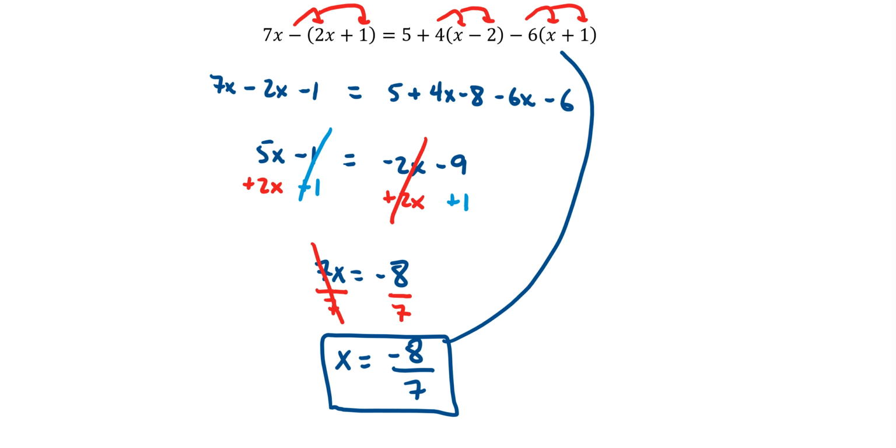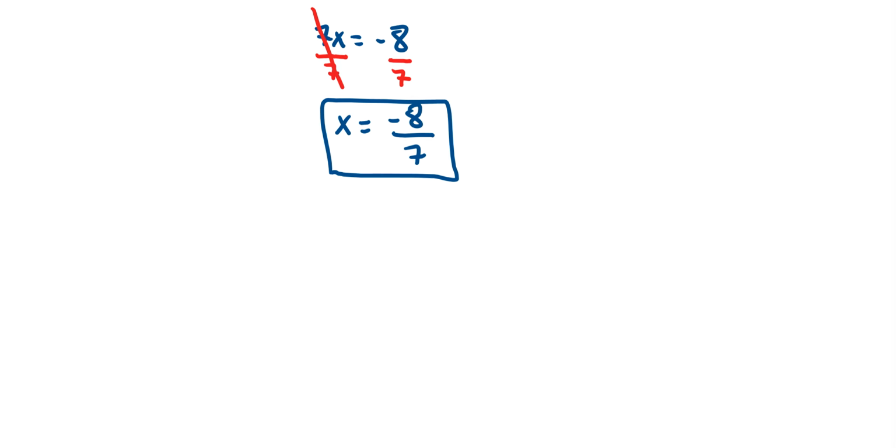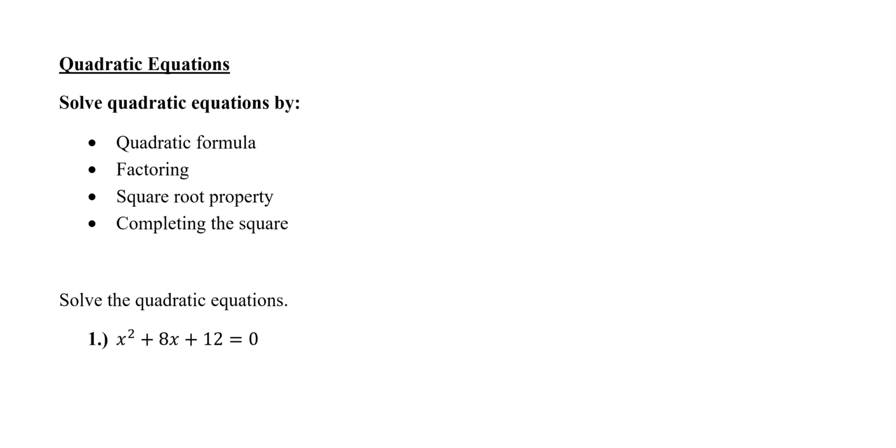Remember, you can check your answers for equations. You could go back up and plug negative 8 over 7 into every single x and simplify both sides of the equation separately, and you should get the same exact thing as long as you did it correctly. I'm not going to do it just for time's sake, and fractions are kind of messy here. Right, so those are linear equations. Let's move on to the next thing.